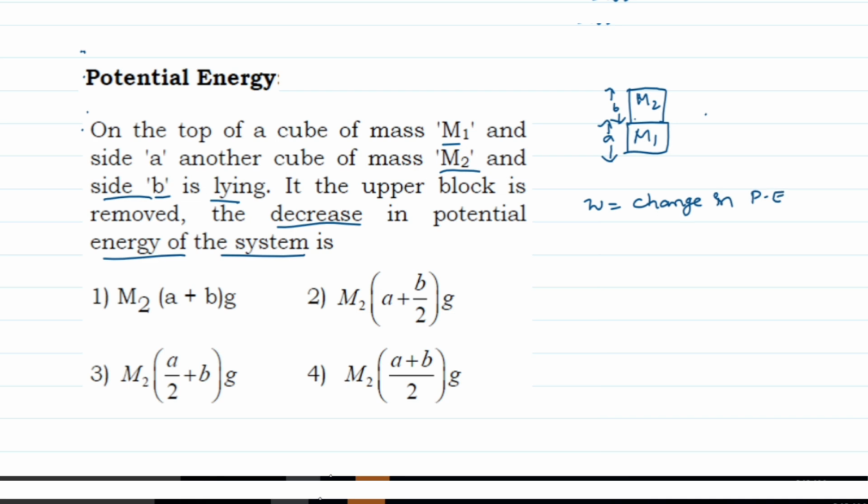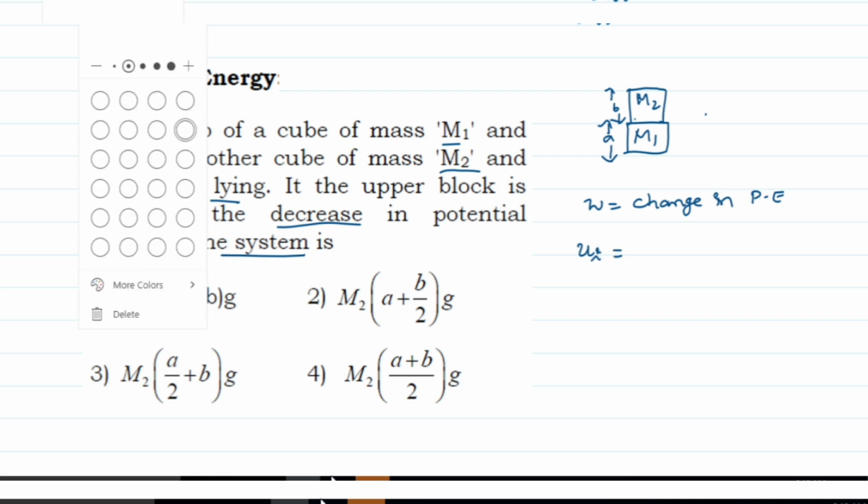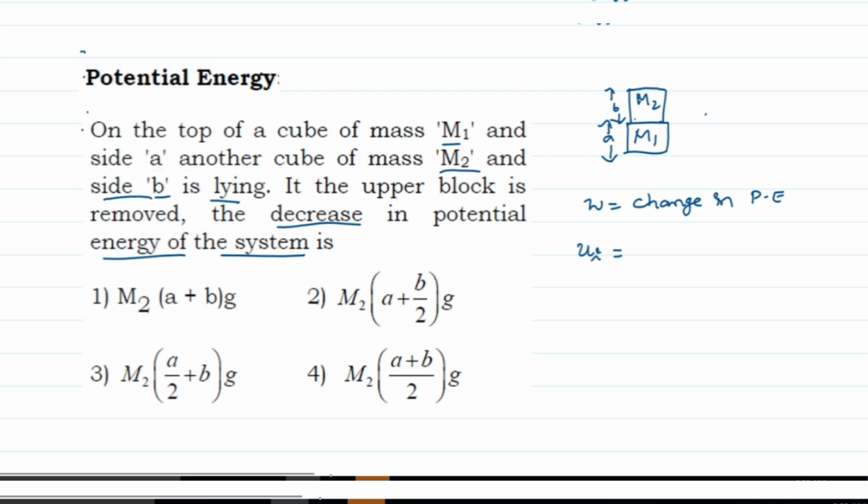So first let us calculate the initial potential energy of the system. For any uniform body, its center of gravity will be located exactly at the center. So the center of gravity of the first mass will be located at A by 2 distance, and for the second mass it will be at B by 2 distance.